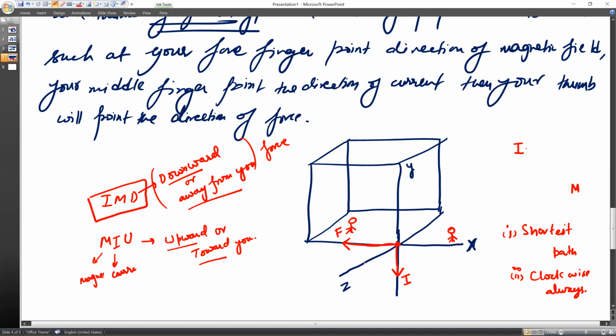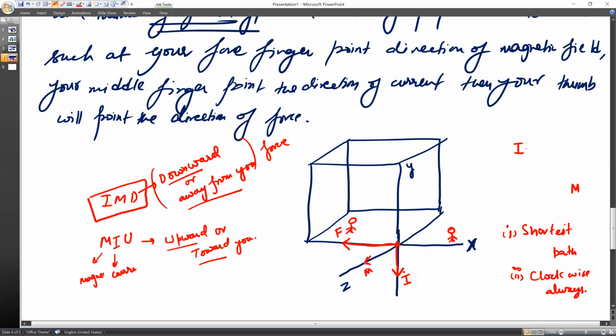So here you should place the M in this plane, or you should place this one here. Which direction will you choose? If you choose M here, that will be MIU. And if you choose M here, then this will be IMD. So which one do you have to use? IMD, because it is going away from you.